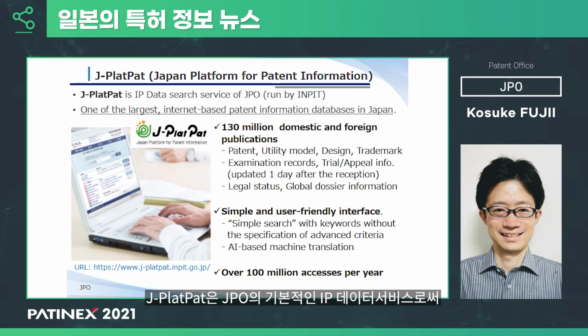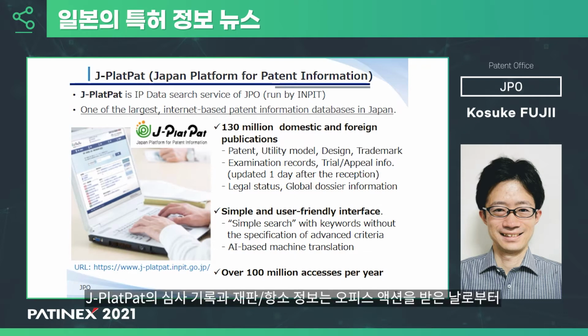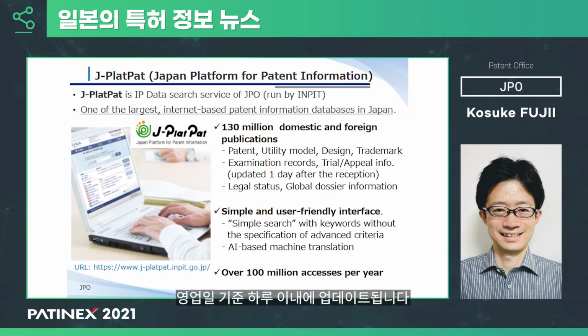Jplot is the basic IP data service of JPO. Jplot is one of the largest internet-based patent information databases in Japan. It contains about 130 million publications of Japanese and foreign patent, utility model, design, and trademark. The examination records and trial and appeal information will be updated within 1 business day from office actions. You can also see global dossier information through this service.